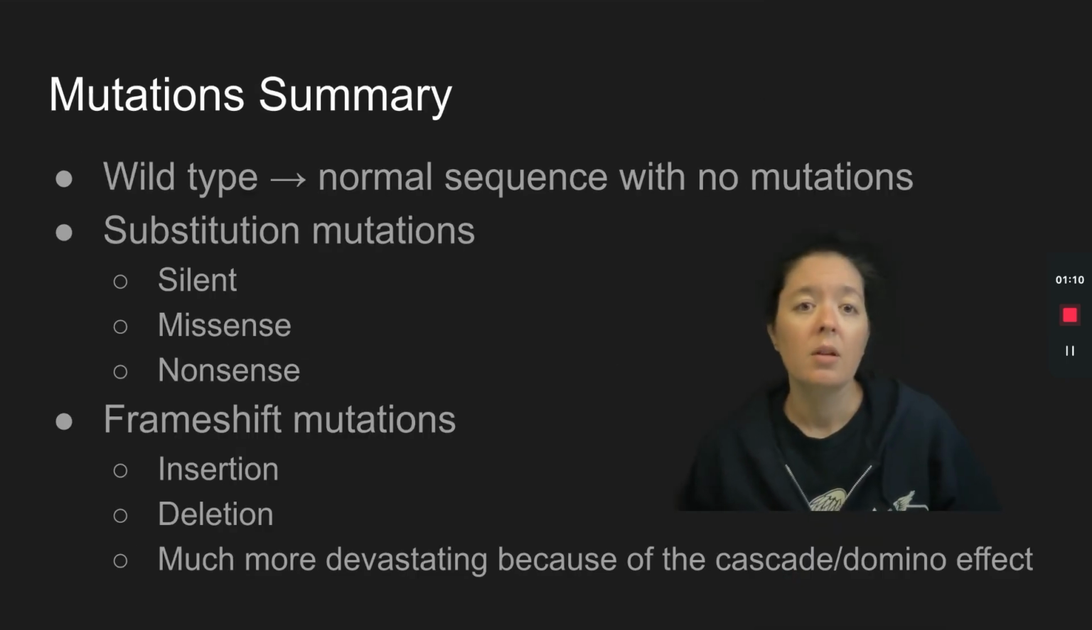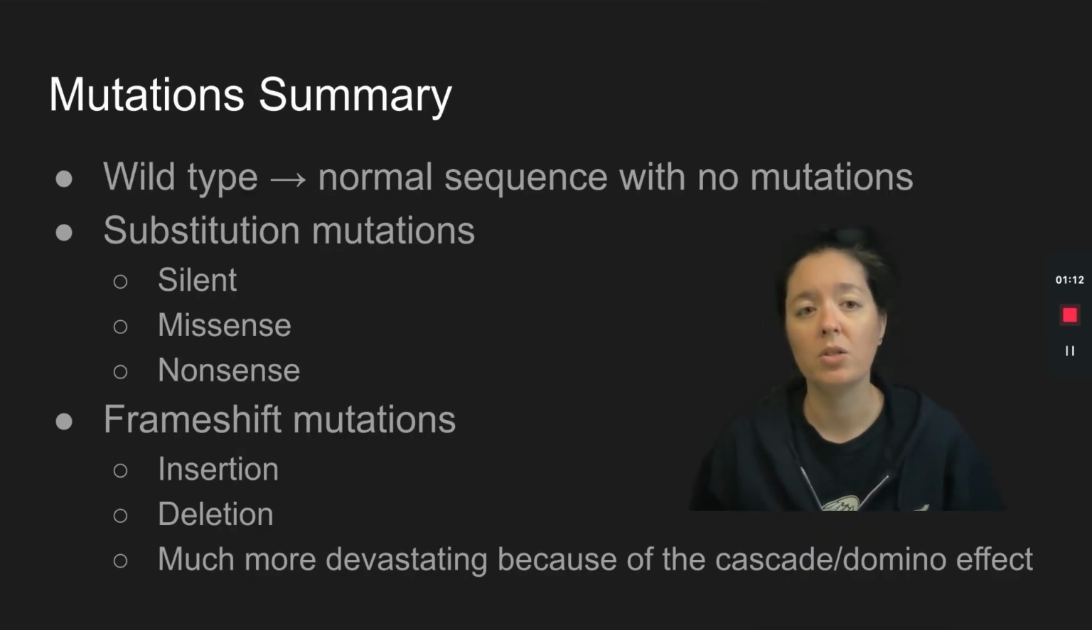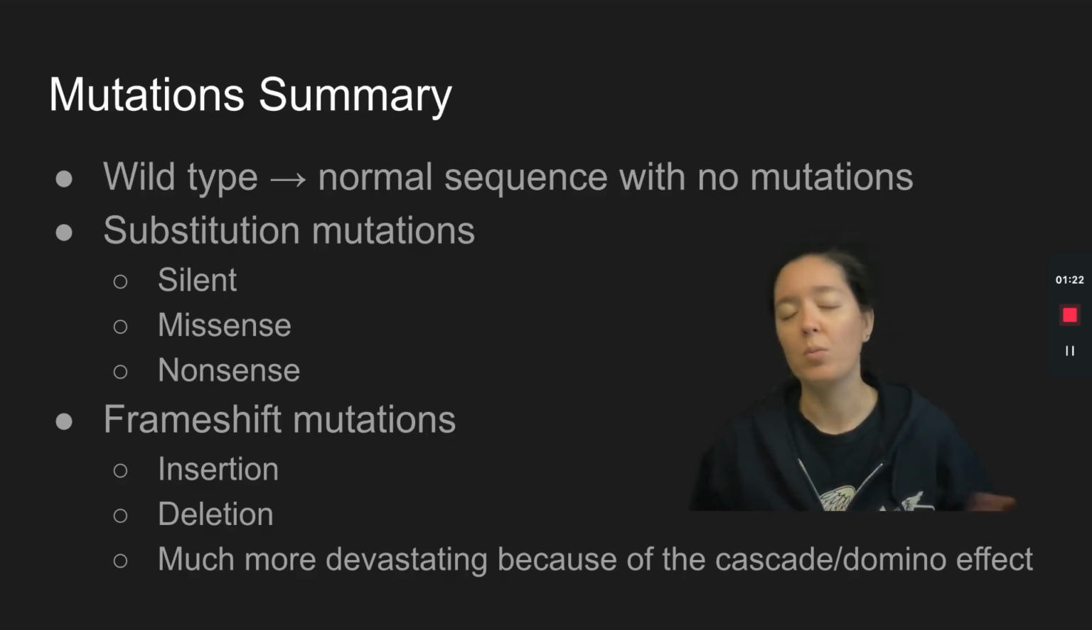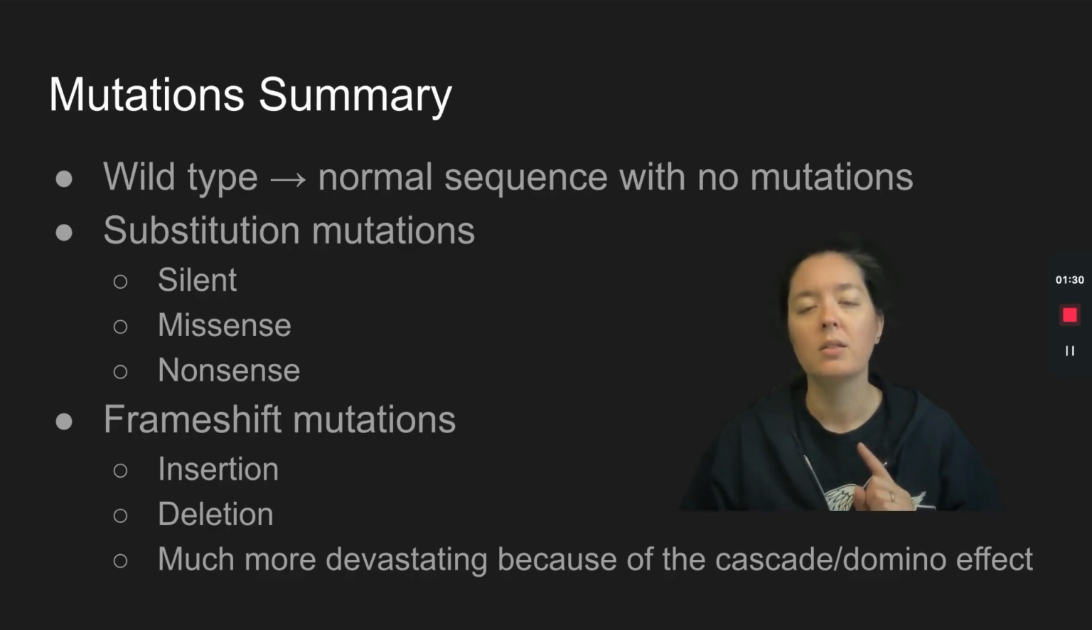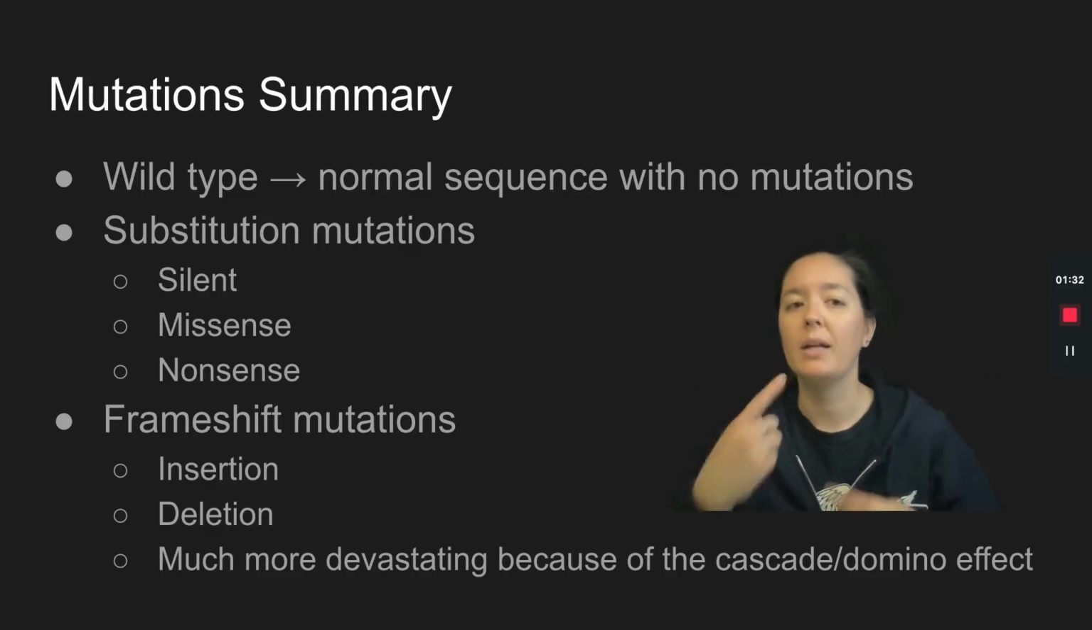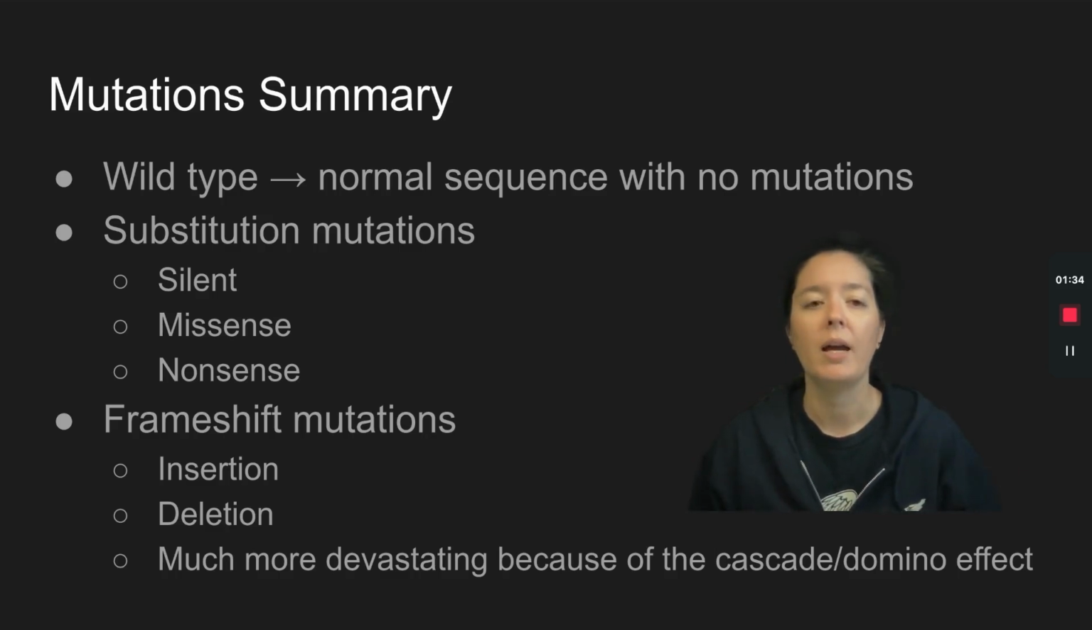In summary, here's some good vocab words that you need to know. Wild type is a normal sequence of a gene. There's no mutations, it's just what it's supposed to be. We also have the point mutations or substitutions where we're swapping out one nucleotide. So we're not adding or subtracting, we're just swapping out and substituting. And we have silent mutations, which means no effect on the protein, missense, which changes one of our amino acids, and nonsense, which creates an early stop codon.